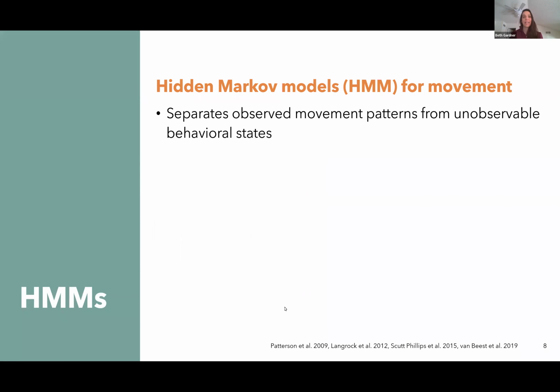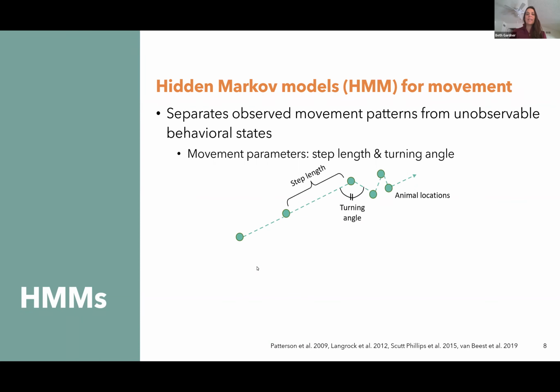We're going to use a hidden Markov model, and I'll just very briefly explain the idea behind the hidden Markov model. For each animal, we get from the telemetry data a location, and that's represented by the green dots here. Between locations, we can look at how far apart they are, the step length, and we can look at the turning angle, how much the animal has moved in a different direction. And we can use those pieces of information to try to infer differences in a behavioral state.